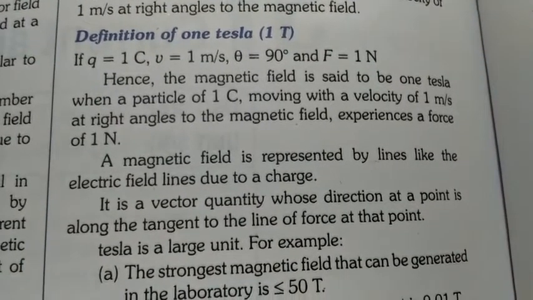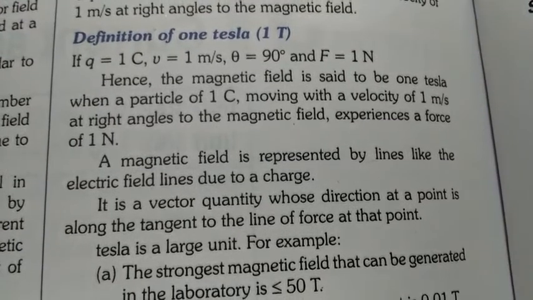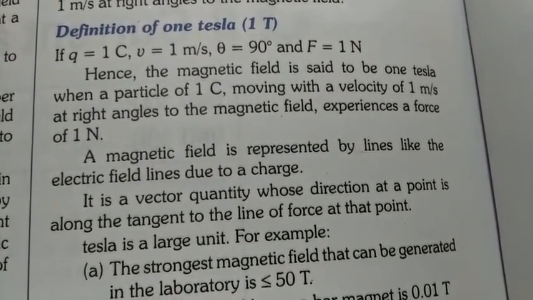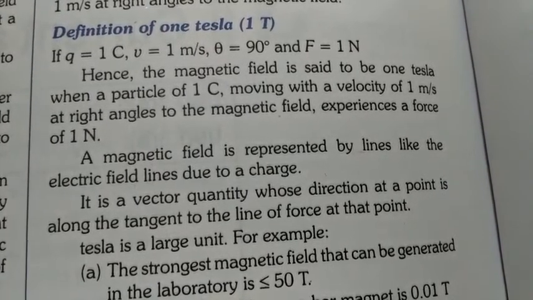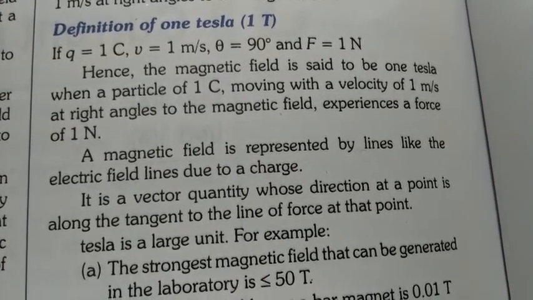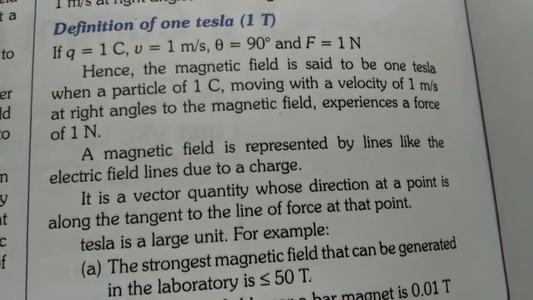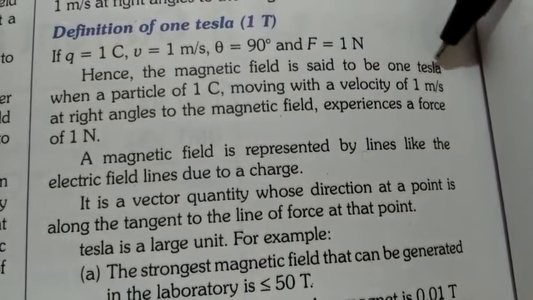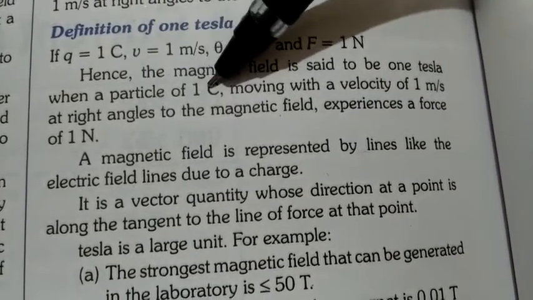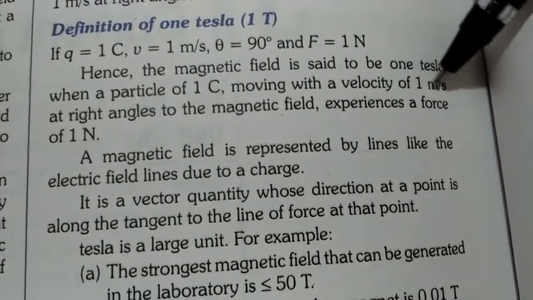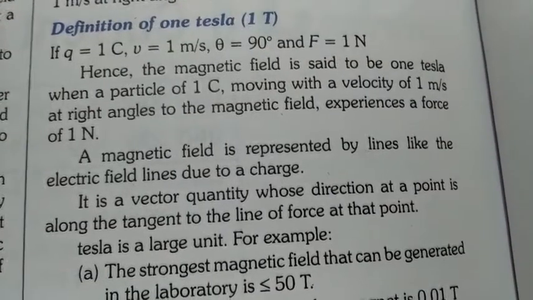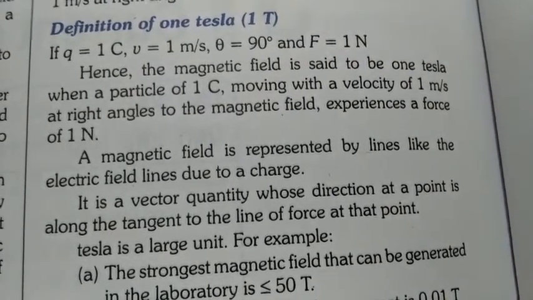Similarly we can give the definition of Tesla also. If q equals 1 coulomb, v equals 1 meter per second, theta equals 90 degrees, and force equals 1 Newton, then the magnetic field is said to be 1 Tesla. So we can define it as: the magnetic field is said to be 1 Tesla when a particle of 1 coulomb moving with a velocity of 1 meter per second at right angles to the magnetic field experiences a force of 1 Newton.